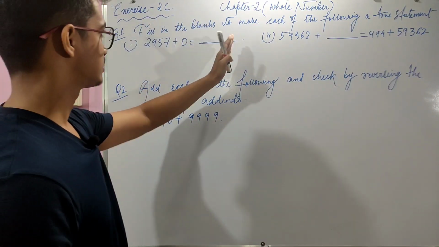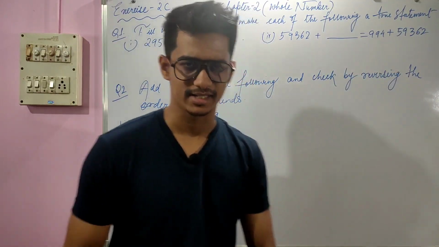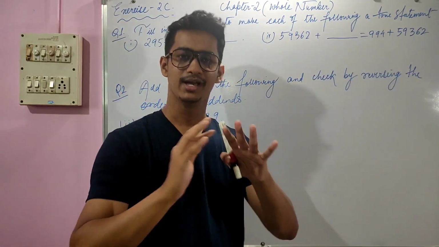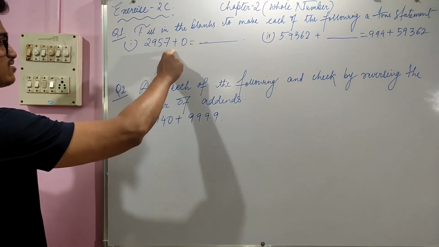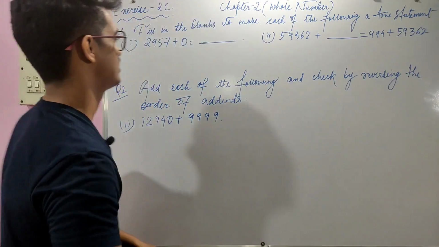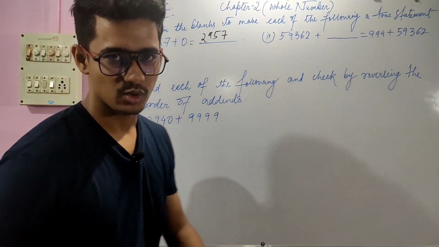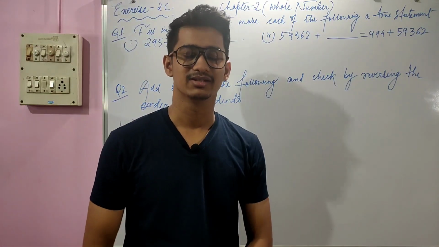Fill in the blanks to make each of the following statements a true statement. The first question has some gaps and we have to fill them out. So the first question is 2957 plus 0 will be how much? That is very easy. 2957 only. And we know that because additive identity is over here and I have just discussed it with all of you.